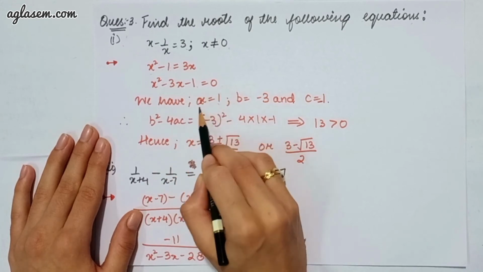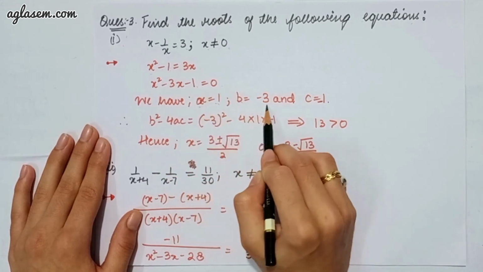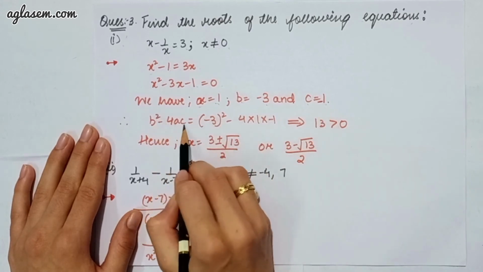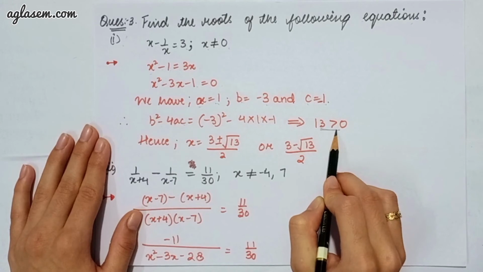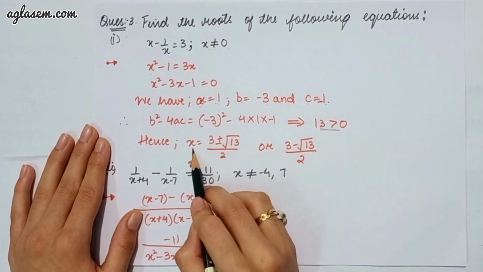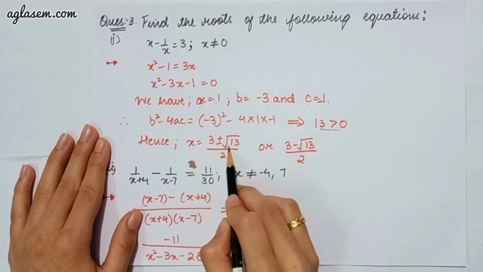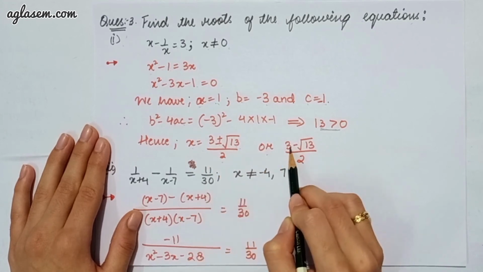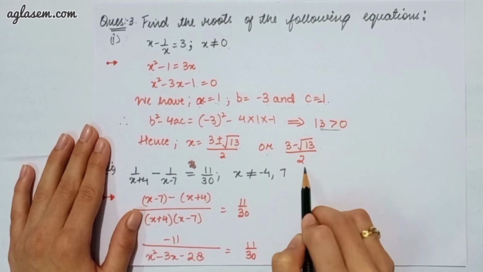So here we have A as 1, B as minus 3 and C as minus 1. Applying the same formula, that is b square minus 4ac, will give you 13, which is greater than 0. So therefore x is equal to 3 plus or minus root 13 divided by 2, or we can write it as 3 minus root 13 divided by 2.